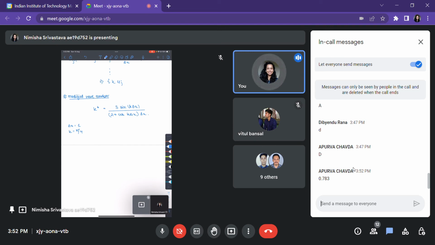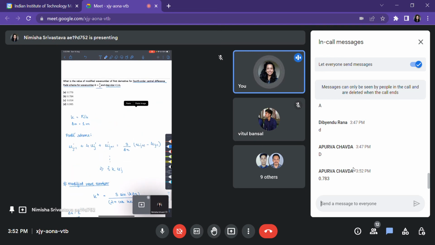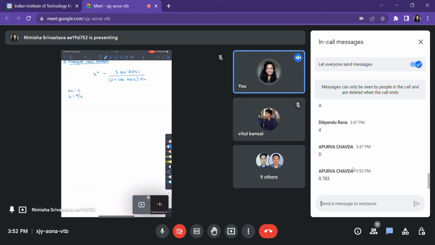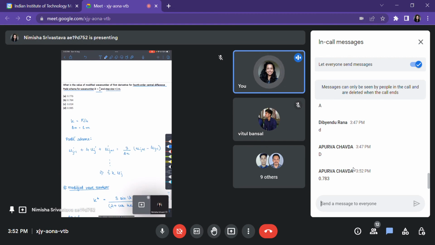Okay, great Apurva. Thank you. 0.783. Let's see if that is the answer in the answer key. So it's close. 0.783, you've truncated it at 3, but it goes on to 0.736. Let's just write it down. 0.783611 is what we get. So that is approximately equal to 0.784. So we are going with that answer.